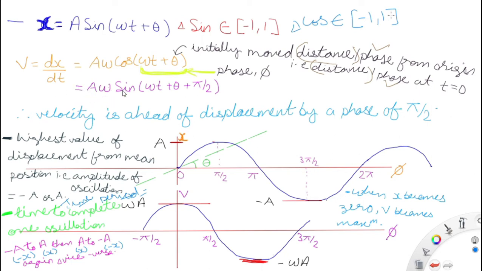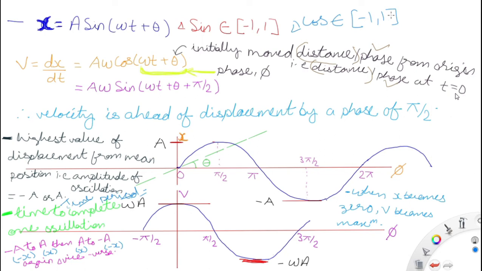Now, A omega cos(omega t plus theta) can be written as A omega sin(omega t plus theta plus pi by 2). That's why the velocity is ahead of displacement by a phase difference of 90 degrees. Theta is the initial phase, because it's not a distance, it's a phase from the origin, meaning the phase at t equal to 0.